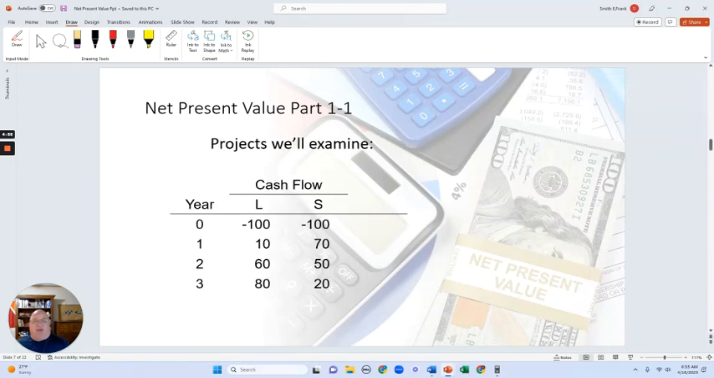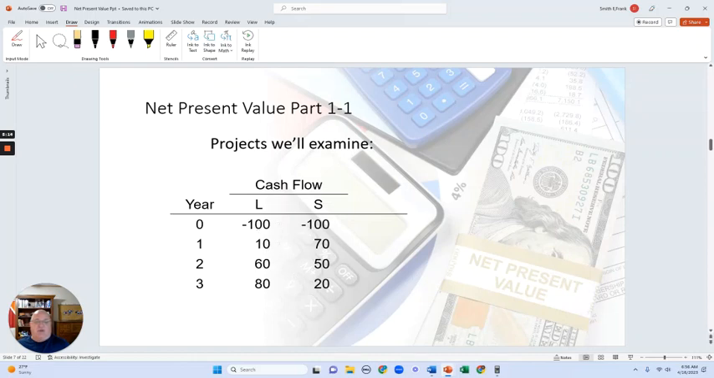Okay, so a couple of projects we'll look at here. This one takes a long time to get your money back, which I believe is why they call it long, L. And this one you get your money back quickly, in a short period of time, which is why I think they call it S. But one interesting thing to note is they both invest the same amount of money.